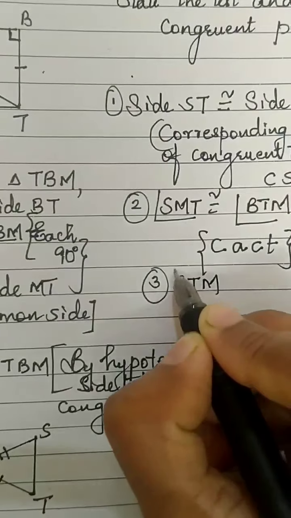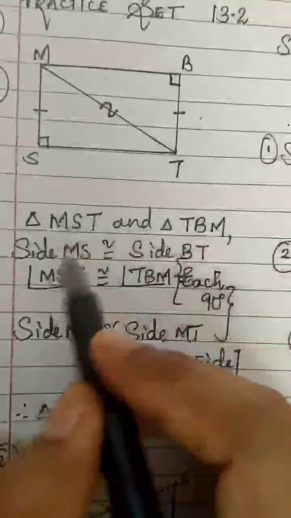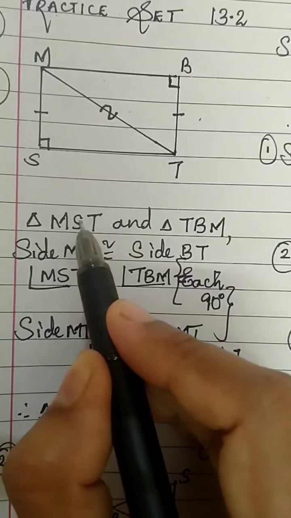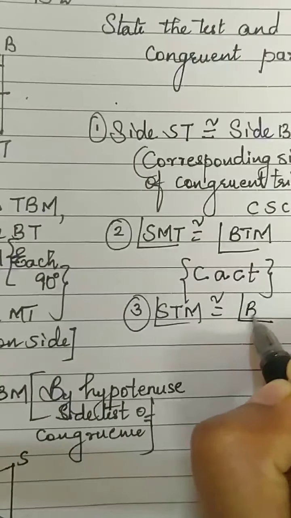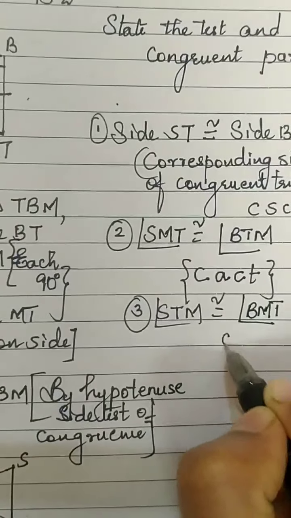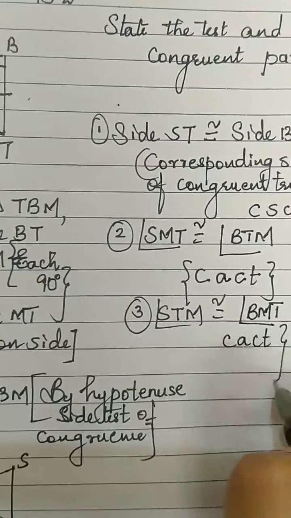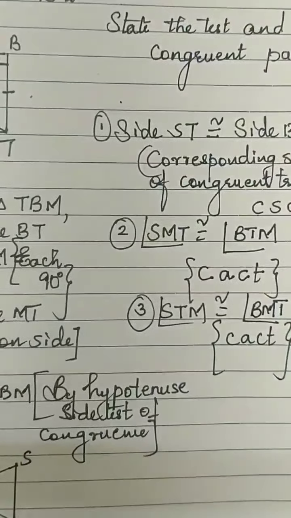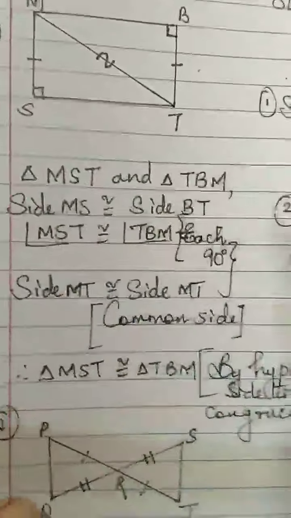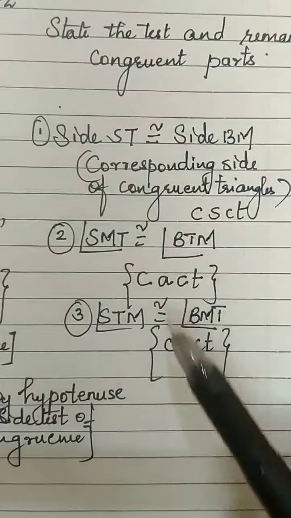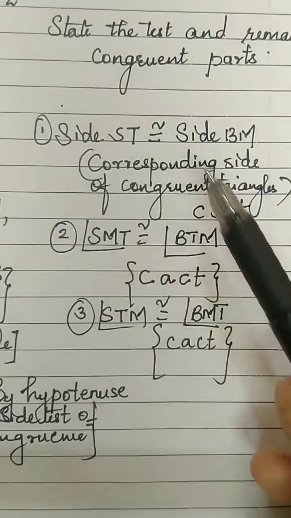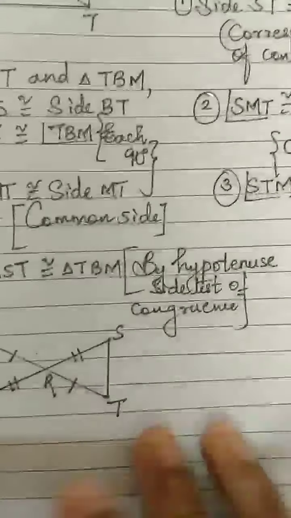Angle STM is congruent to angle, same way, STM I named second, third, first. Same way here also, BMT, angle BMT. This is CACT, corresponding angles of congruent triangles. So please see, we have proved the triangles congruent by the hypotenuse side test. Then we wrote the remaining parts which are congruent, one side and two angles.